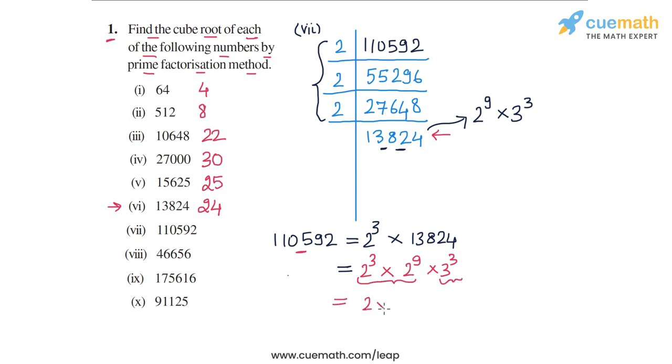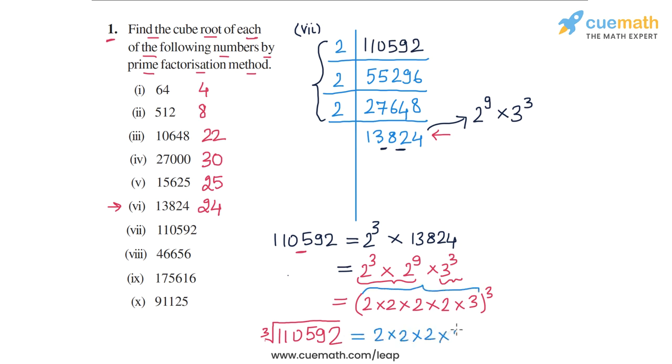So we can write this as 2 into 2 into 2 into 2 into 3 and the whole cube of this product. This is how we can write this number, and therefore now the cube root is easy to calculate. The cube root of this number will be this product that we have inside the bracket, which is 2 into 2 into 2 into 2. So 4 repetitions of 2 into 3. So that's 16 into 3, or 48. So in part 7, the cube root of the given number is 48.